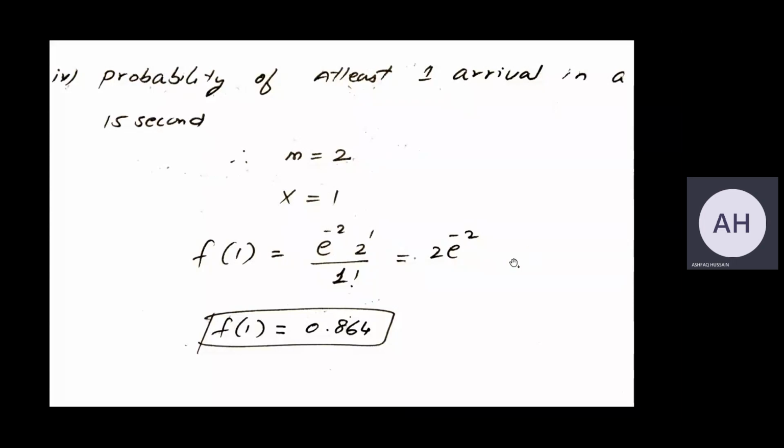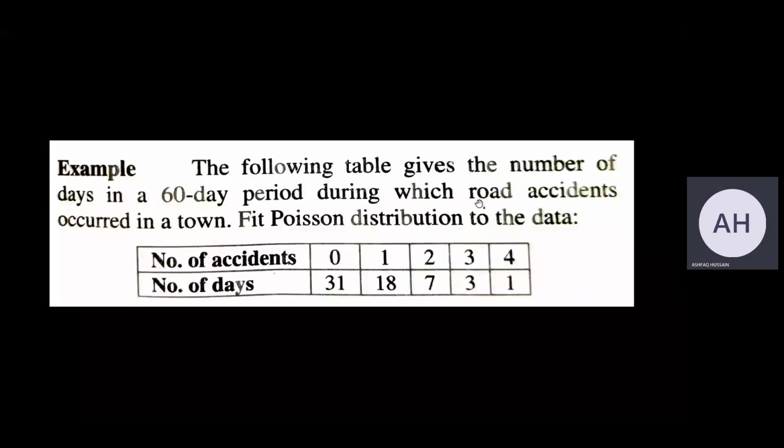The following table gives the number of days in a 60-day period during which road accidents occur in a town. So in 60 days, how many road accidents occur in a town? That is given in the question. Fit a Poisson distribution to the data. This is the most important question. Previously in examinations they have asked it. Just observe here: number of accidents and number of days.